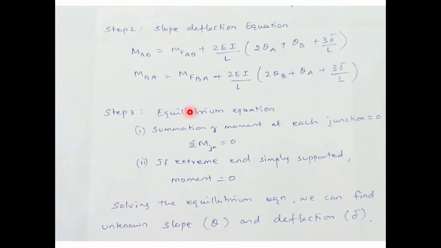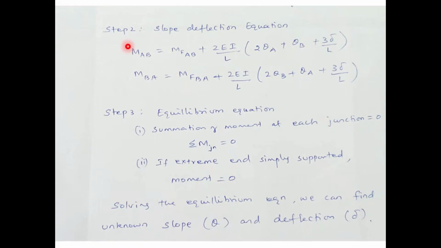Now we'll see the second step, slope deflection equation. For that we have to consider each member and write the slope deflection equation. For each member, there will be two slope deflection equations because each member consists of two ends. So two end moments we have to find.